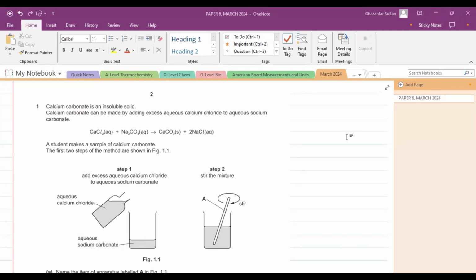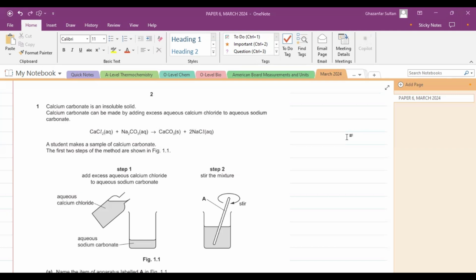In this question, calcium carbonate is given. It is an insoluble solid. You should remember that almost all the carbonates are insoluble, except the carbonates of sodium, potassium, and ammonium. Almost all the carbonates are insoluble in water.